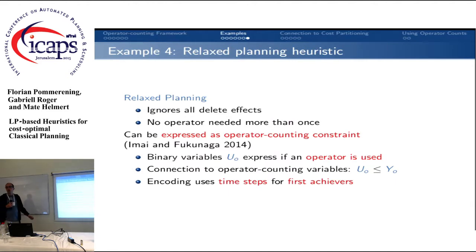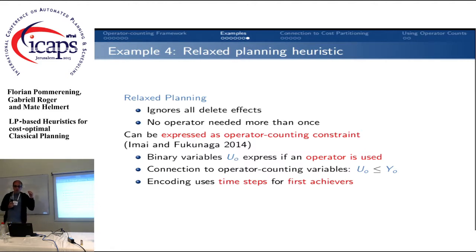So for my last example, I want to talk about delete relaxation, about relaxed planning. You probably know this, but the delete relaxation ignores all delete effects, which also means that if you apply an operator the second time, it doesn't give you any new facts. So everything that the operator makes true, it already made true the first time you applied it, and it couldn't have been made false in between. So it's never useful to apply an operator twice.